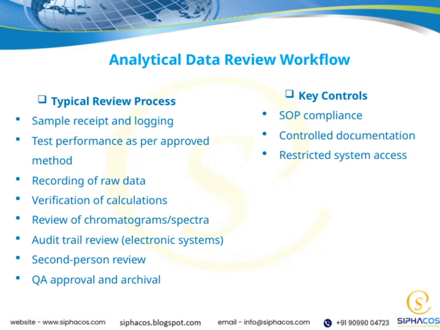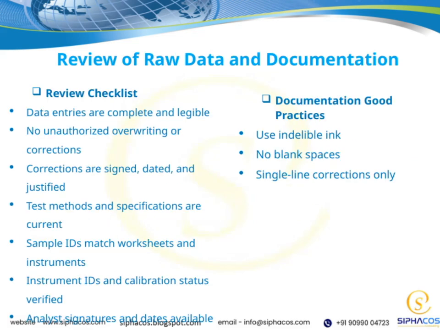For electronic systems, an audit trail review is essential to track any changes or modifications made during data handling. The second-person review acts as an additional layer of oversight, fostering accountability. Finally, QA approval and proper archiving complete the process, ensuring that all data is both validated and securely stored. All these controls work together to uphold the quality and integrity of our laboratory data, supporting our overall commitment to excellence and compliance. Let's talk about some best practices for documentation that are essential for maintaining data integrity.